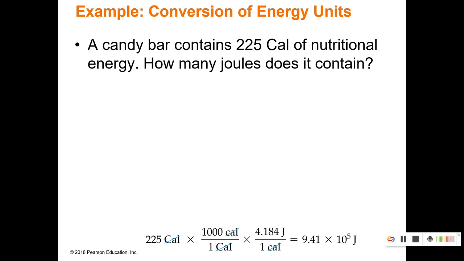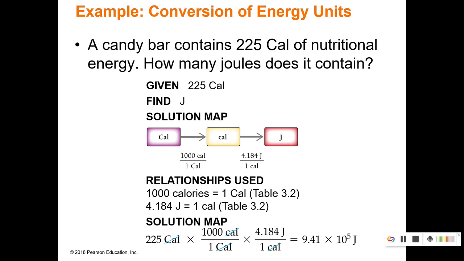All right, so we have a candy bar. I did not realize our transitions didn't come over very well. So they gave us 225 calories. We need to find joules. Notice these are capital calories. So first we have to get to small calories, and then we can convert to joules. Don't forget sig figs. We started with 225, so we need to end with 3.